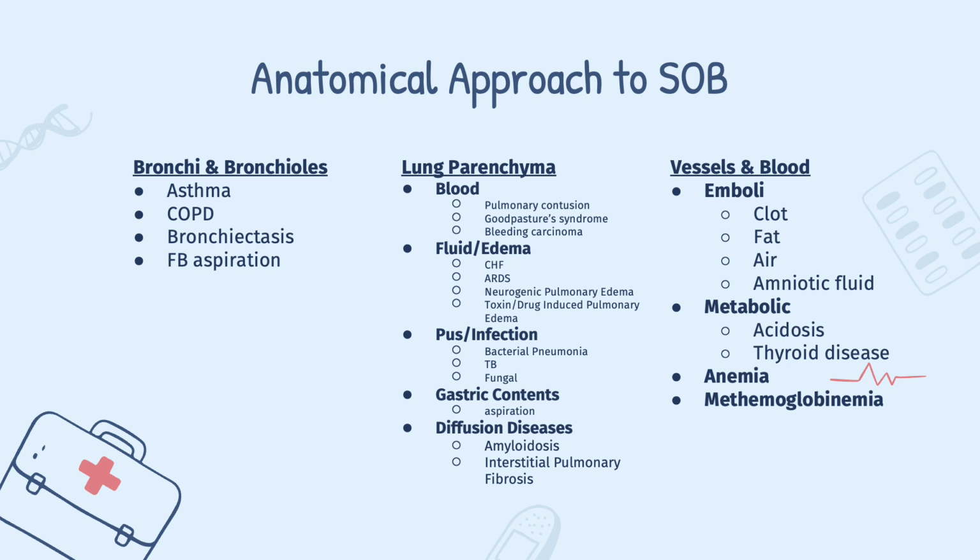of an air emboli. Metabolic, so could I have a patient in acidosis or thyroid disease? Anemia, so really significant anemia is going to cause shortness of breath. And then any kind of issues with methemoglobinemia. We're going to talk about carbon monoxide poisoning a little bit later, but all of these things can certainly have a significant impact on shortness of breath.